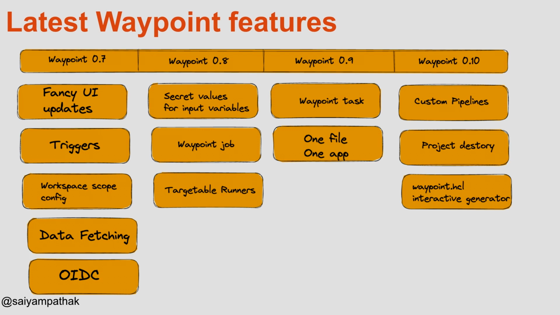The project destroy and the Waypoint HCL interactive generator. So I was talking about why, as a developer, you need to write Waypoint. So that's where now with 0.10, you get a Waypoint interactive generator. You can generate a skeleton of your waypoint.hcl file, and then you just need to make minor edits in that, and you should be good.